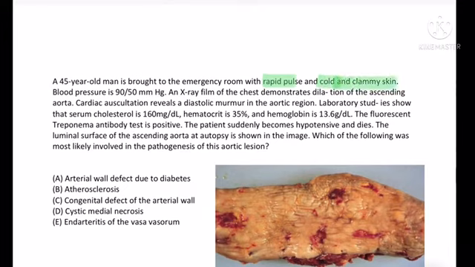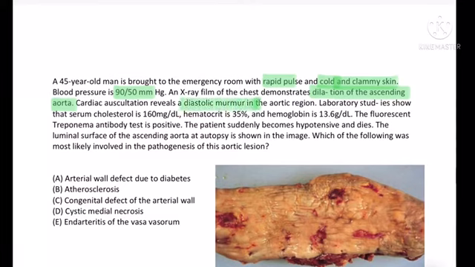Okay, and cold and clammy skin means there is peripheral vasoconstriction, because of the lack of blood toward the periphery. The blood pressure is 90 by 50. It means there is hypotension. The X-ray just demonstrated the dilation of the ascending aorta. It means there is aortic dilatation. Okay, aortic aneurysm could be there. It could be because of damage to the connective tissues of the aorta, because of loss of elasticity. There may be dilation of the aorta. And what are they saying?